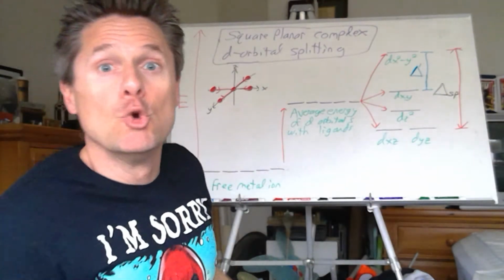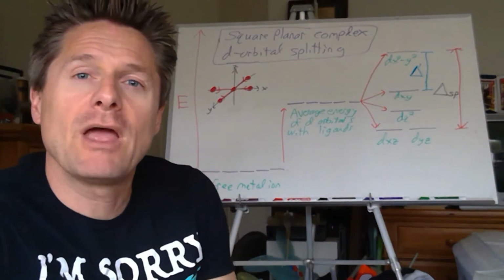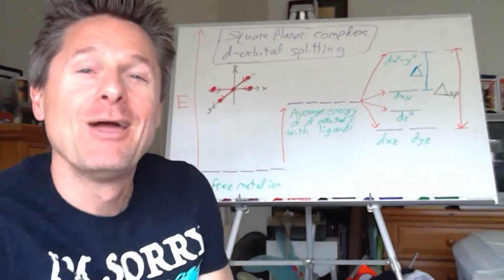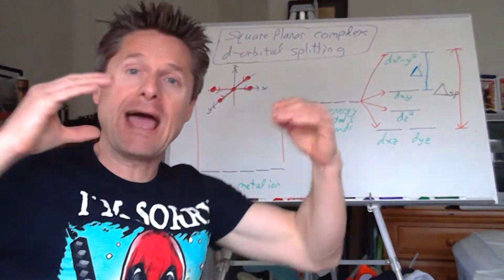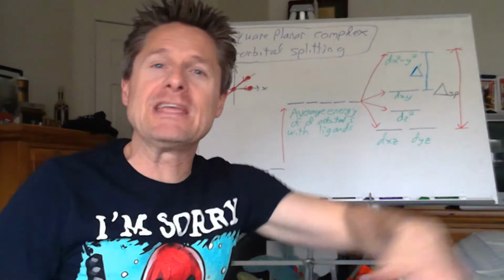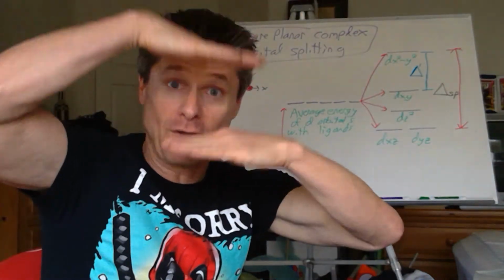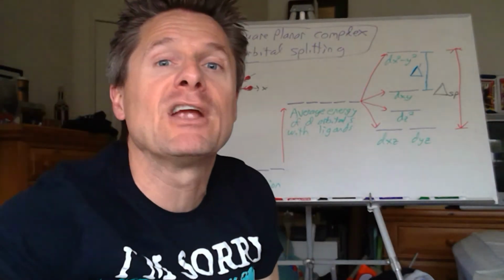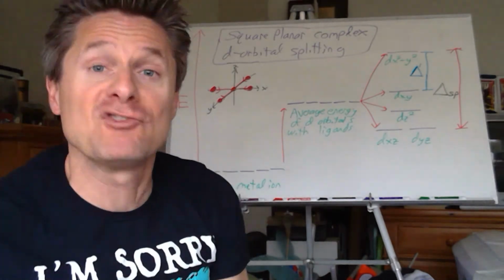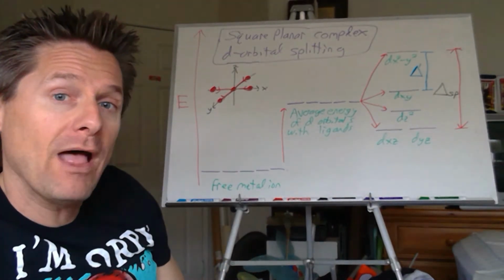Let's do one more page, one more board, and I'll show you side by side the octahedral, tetrahedral, and square planar, and as far as their energy gaps, which ones are bigger and which ones smaller, and that will make a difference in their colors and their magnetism as well.